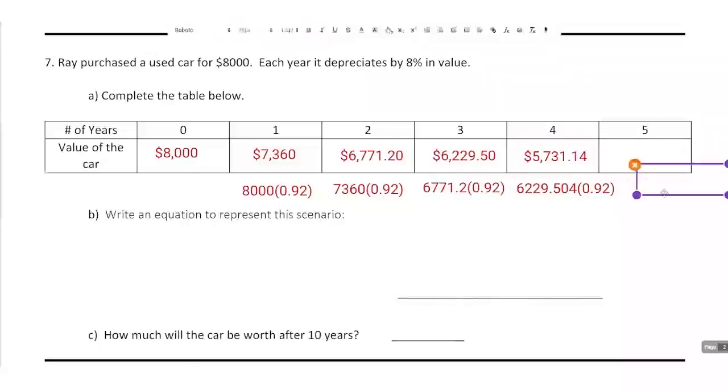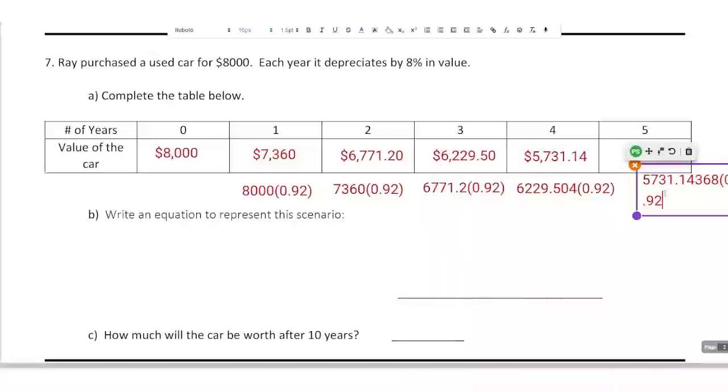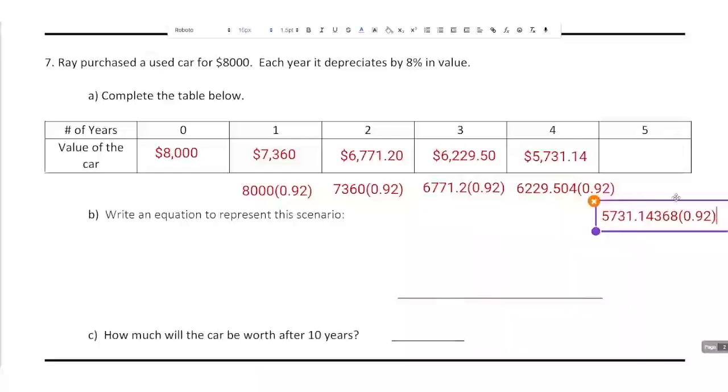To get that fifth year, I'm going to multiply the number by 0.92 again. And just as a reminder, I'm using that full value for number 4, the unrounded one, so that I can improve the accuracy of my final answer here. So after 5 years, the car is only worth $5,272 and rounded to 65 cents.